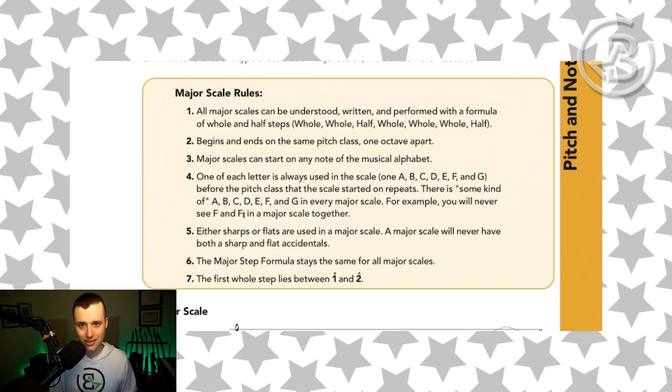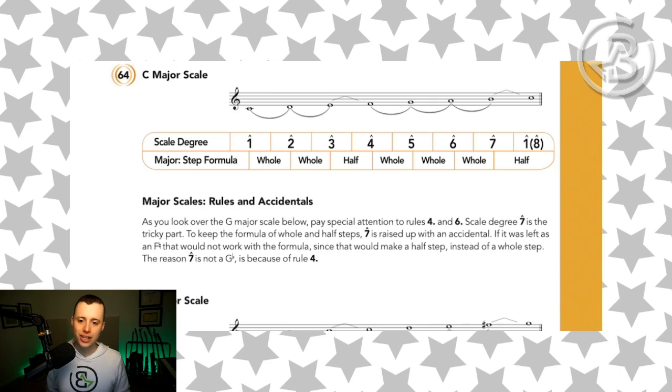I will see you in the next lesson where we're going to break these rules down and actually look at some major scales. In this lesson, we are just going to talk about the C major scale and our 7 scale rules, and how we can understand the C major scale with our 7 scale rules. So scale rule number 1 is all major scales can be understood, written, and performed with a formula of whole and half steps. Whole, whole, half, whole, whole, whole, half.